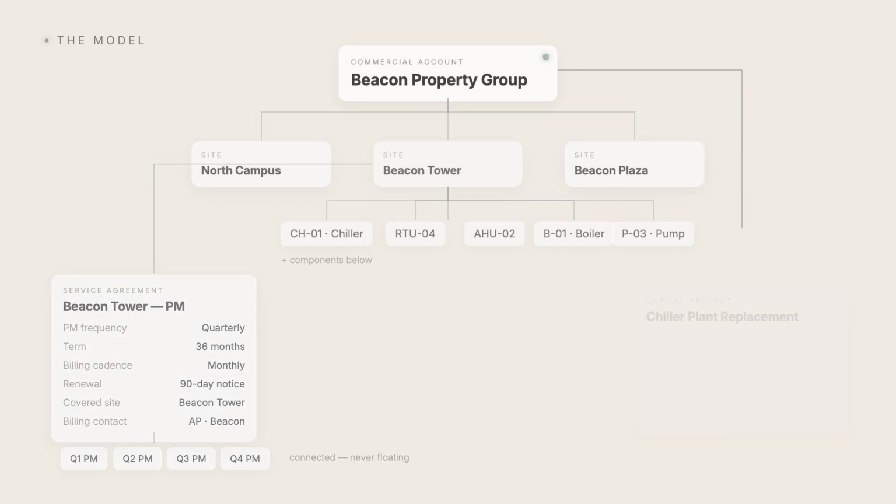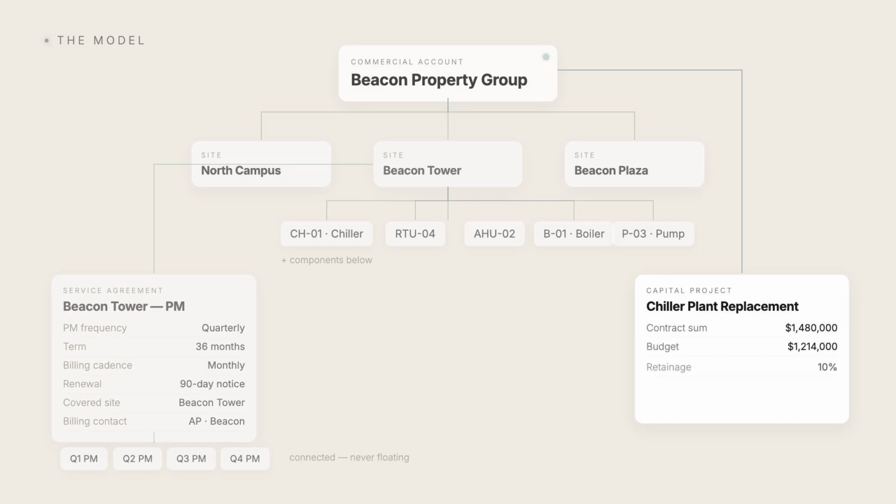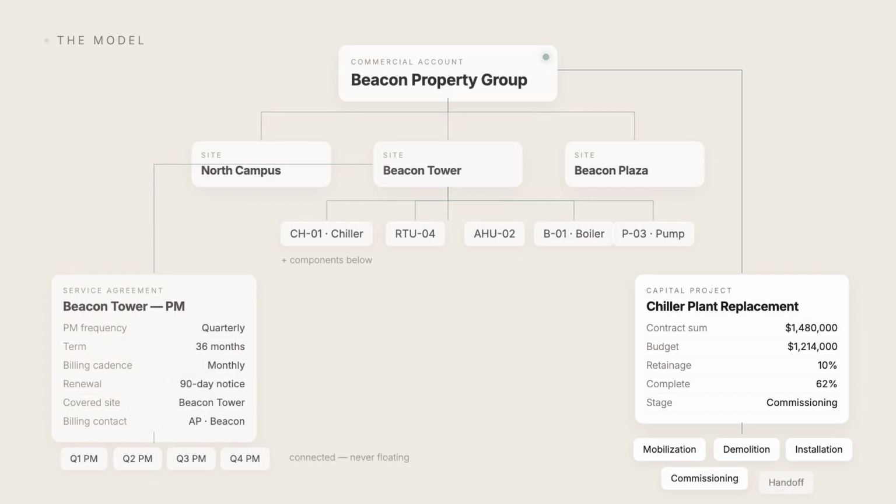And beside the service operation, we have a chiller plant replacement project. That project carries the contract sum, budget, retainage, percentage complete, project stage, and the work orders for mobilization, demolition, installation, commissioning, and handoff. Now let's walk back through what FieldCamp is actually doing.